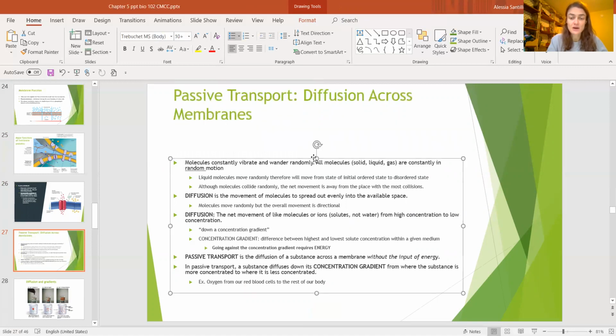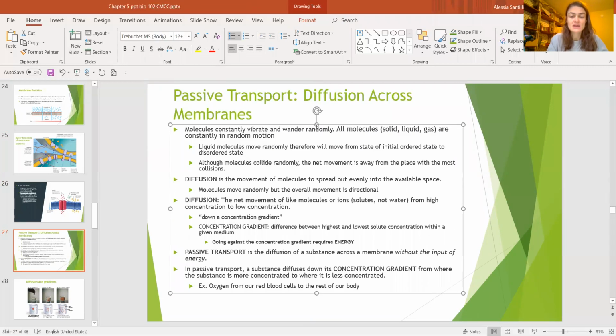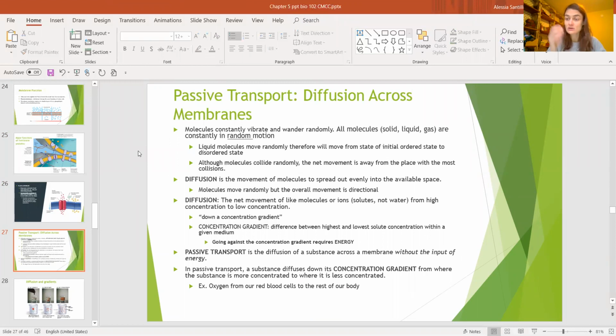The first type of transportation, and you have to also remember that molecules are always going to be moving, and so this is why we have transport in the first place. The first type of movement is known as diffusion. Diffusion is basically the movement of molecules to spread into available spaces. And they do so by going from an area of high concentration to an area of low concentration. This isn't too bad, right? We do this all the time.